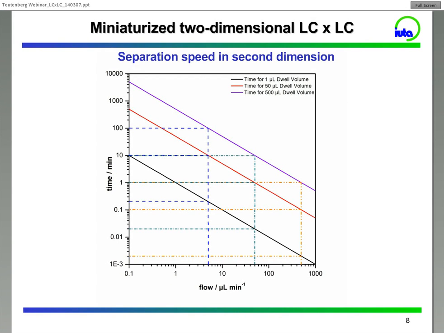Now, what you also see here is that I've plotted three different dwell volumes. This is for our micro LC separation: it's 1 microliter. The red one is, I would say, the best conventional UHPLC systems on the market, with a dwell volume of about 50 microliters, and if you are using some older HPLC systems, the dwell volume might be up to 500 microliters.